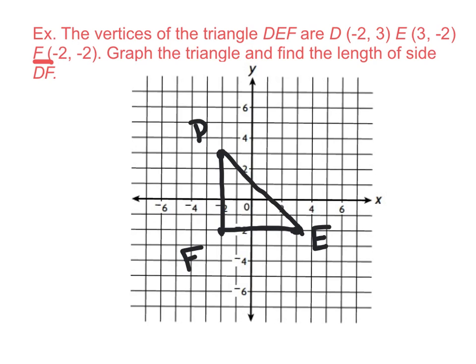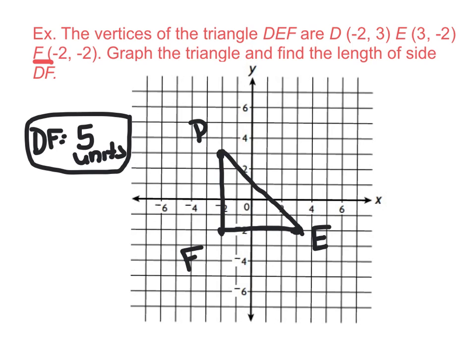We've graphed the triangle. Now I just need to find the length of the side DF. This would be DE. This would be EF. This line right here would be DF. Now I count the squares: 1, 2, 3, 4, 5. So the line DF equals 5 units. Or if they'd be inches, if you were using a map or whatever, it would be maybe miles. But if it doesn't say, then just call them units. Alright, sometimes you'll be graphing things like a trapezoid or a rectangle.